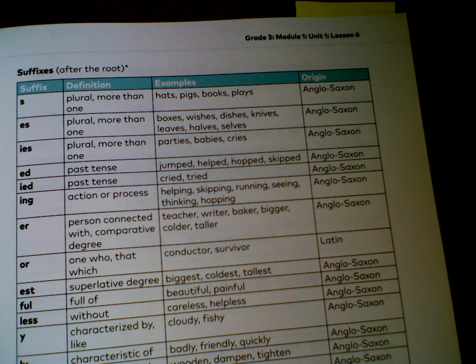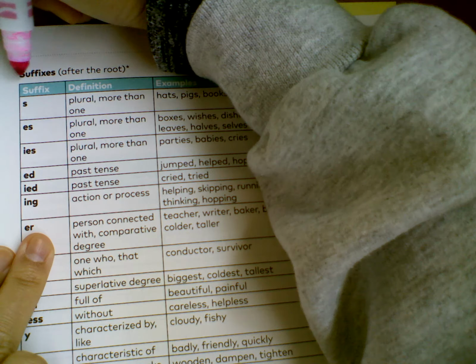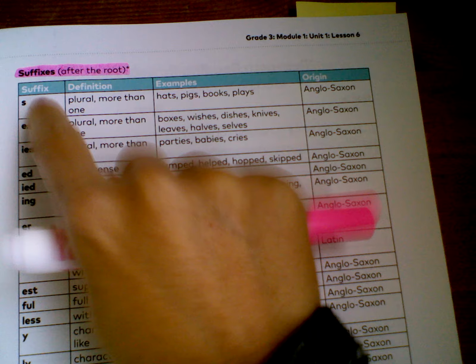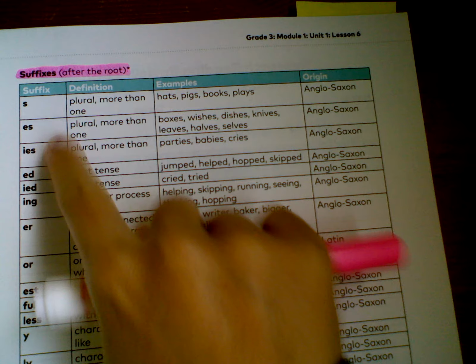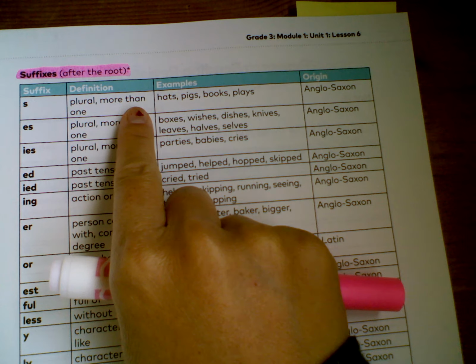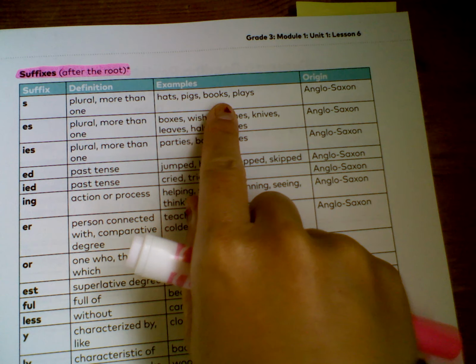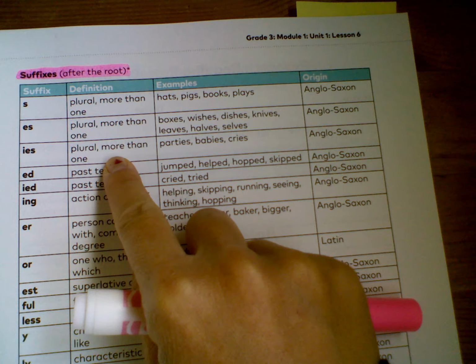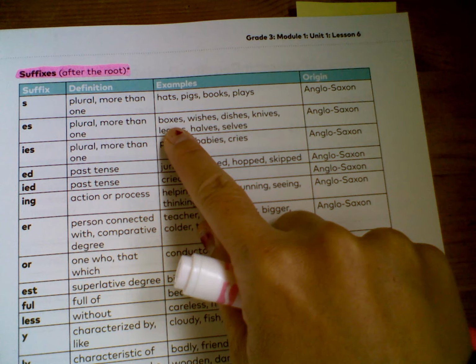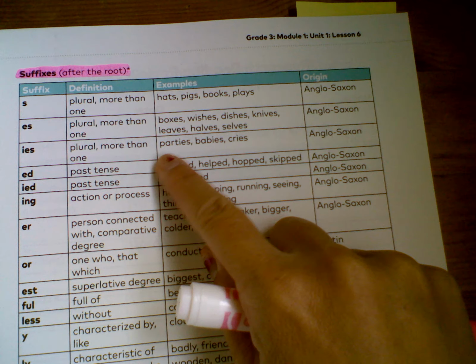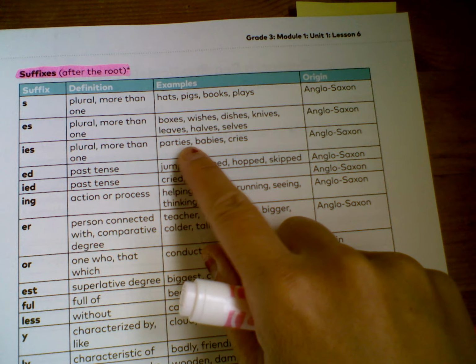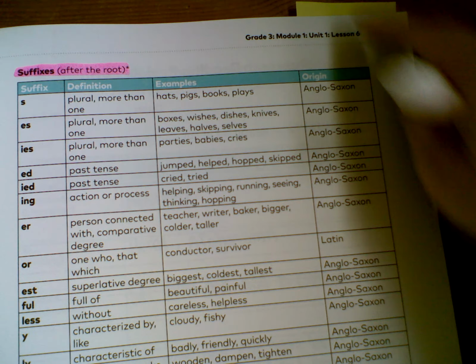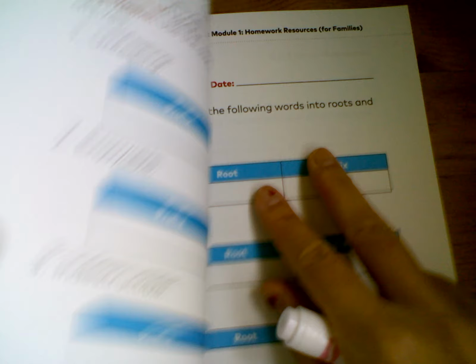And page 11 are suffixes. And I'm going to highlight these in pink. So suffixes come after the root. So for example, we have S, ES, IES, and it goes all the way down. So S, the definition means plural, more than one. For example, hats, pigs, books, play. And you'll see that ES and IES also means more than one, but depending on the spelling, right, we have boxes, ends in the ES. Parties, you have to drop the Y and add the IES. Okay, alrighty.